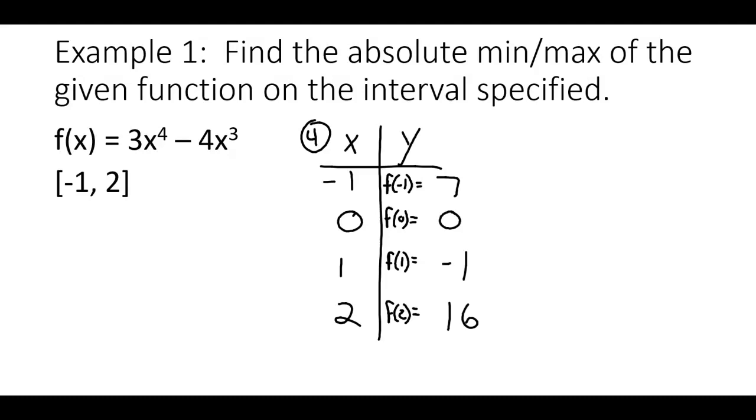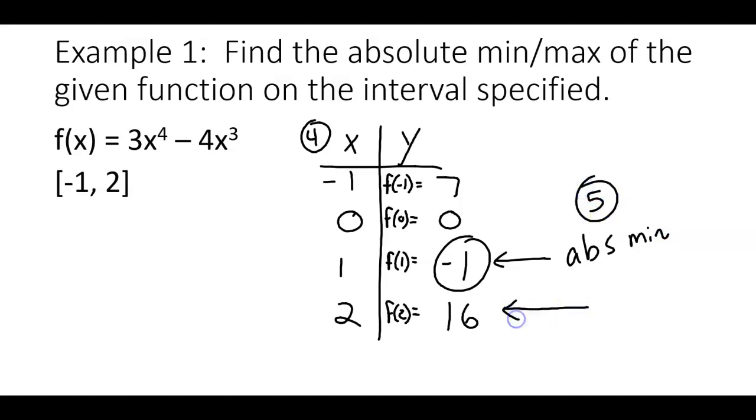So here we are. What is the absolute minimum? That's the smallest number. So let's label that. And by the way, this is step 5. So I'll put 5 here. And then this is the absolute max. Now, I think I put the picture on your paper, so you can verify that by looking at the graph. But there's your absolute min and absolute max. Okay.